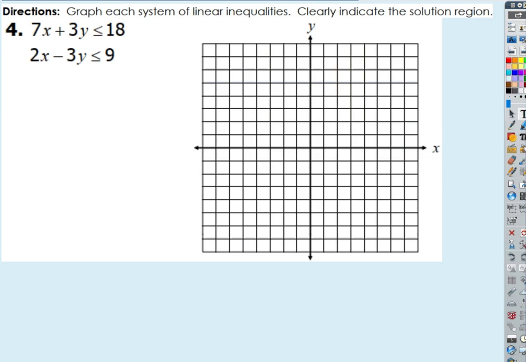Okay, we had a long weekend, so let's review. If I want to graph the system of inequalities, I just need to graph each inequality separately and look for the overlapping region, right?